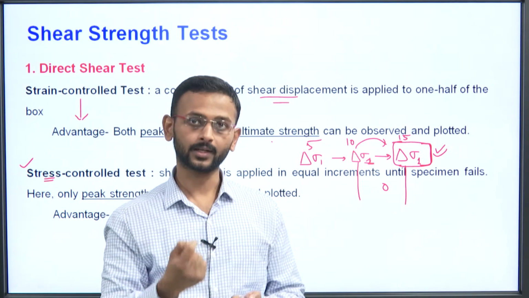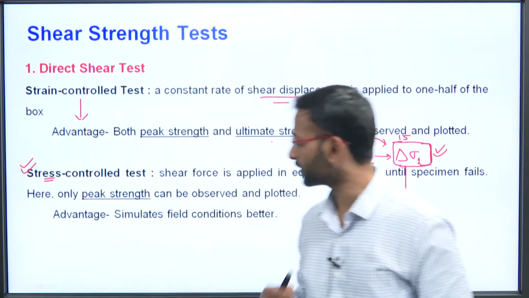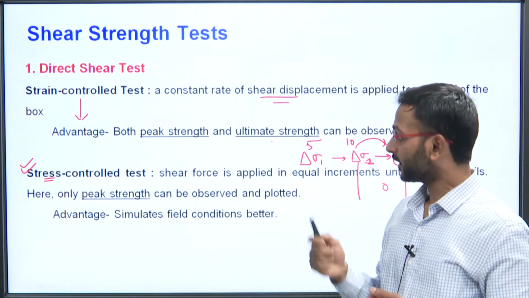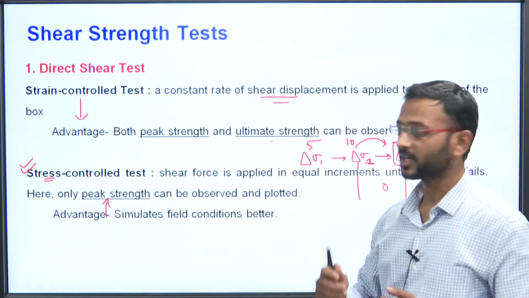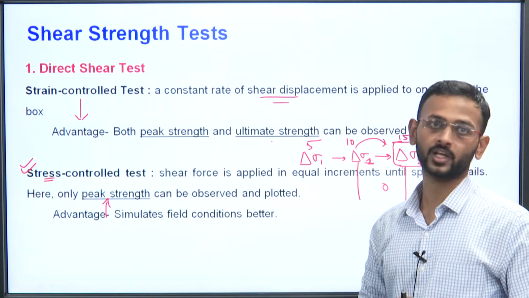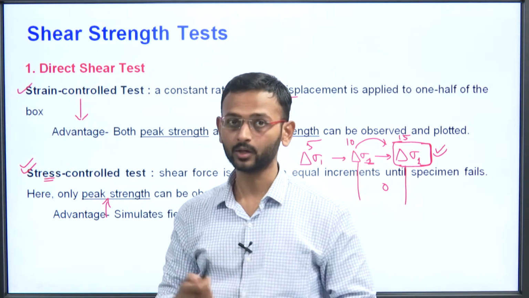तो फील्ड के मुताबिक अगर आप बात करते हैं तो स्ट्रेस कंट्रोल टेस्ट फील्ड कंडीशन को ज़्यादा अच्छे से डिपिक्ट करता है, बट इसमें दिक्कत क्या आती है, इसमें सिर्फ और सिर्फ पीक स्ट्रेंथ आपको मिलती है, ऑलराइट, बट इसमें अल्टीमेट स्ट्रेंथ कितनी है वो नहीं मिल पाती है, वो थोड़ा सा दिक्कत रहता है. सो स्ट्रेन कंट्रोल टेस्ट वहाँ पे यूजफुल है.